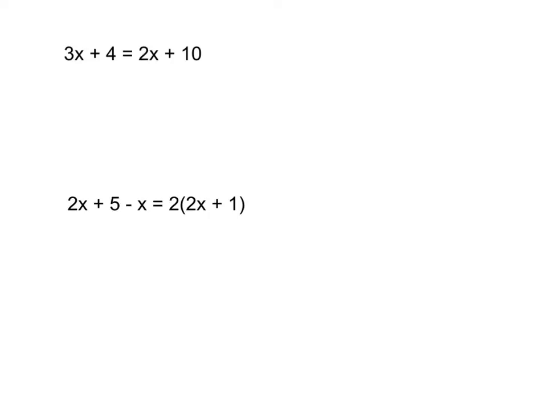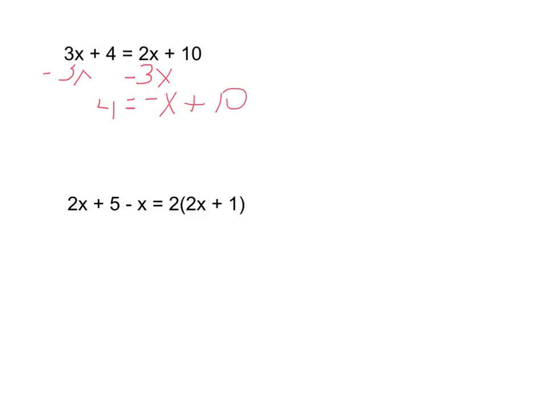It doesn't matter if I try to get rid of this 3x by subtracting 3x or the 2x by subtracting 2x from both sides. But if you want a strategy that always works, we're going to take whatever's on the left-hand side, which in this case is a 3x, and get rid of it. Since it's a positive 3x, I get rid of it by subtracting 3x from both sides, leaving me 4 equals negative x plus 10.